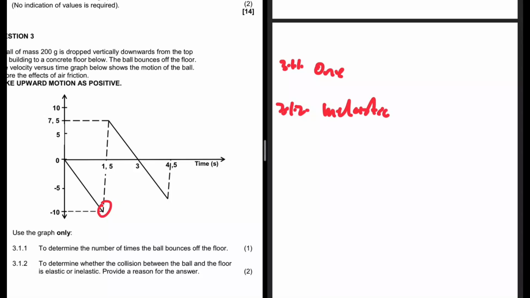Right. Let's take a look at this. It strikes the ground with a speed, not direction. I'm only talking about speed. It strikes the ground with a speed of 10 meters per second, and it leaves the ground with a speed of 7.5 meters per second. Clearly, 10 meters per second is not equal to 7.5 meters per second. So the collision is inelastic, right? The collision will be elastic if it strikes the ground with a speed of 10 meters per second and leaves the ground with a speed of 10 meters per second. Not velocity but speed, because if we're talking about velocity, we then have to talk about the direction.